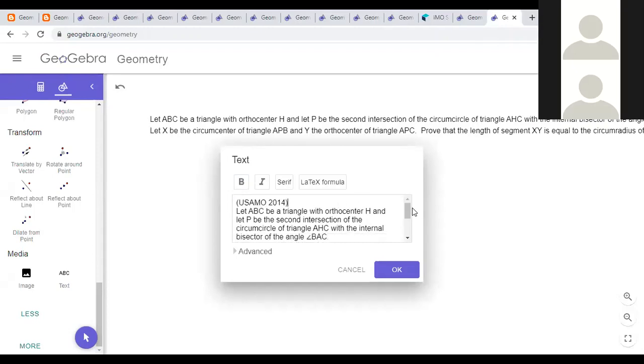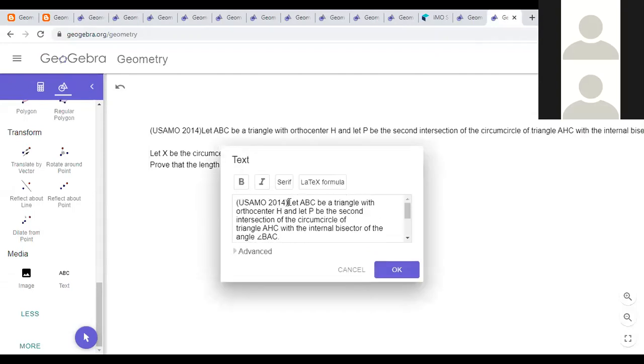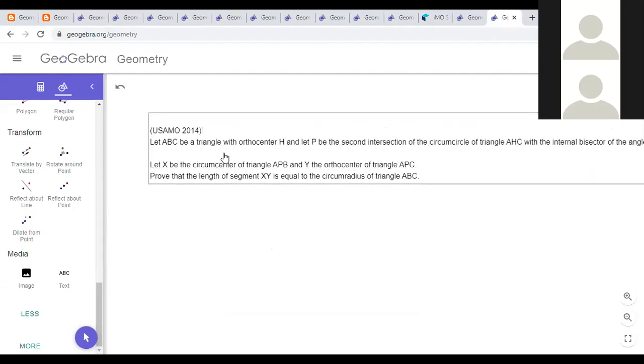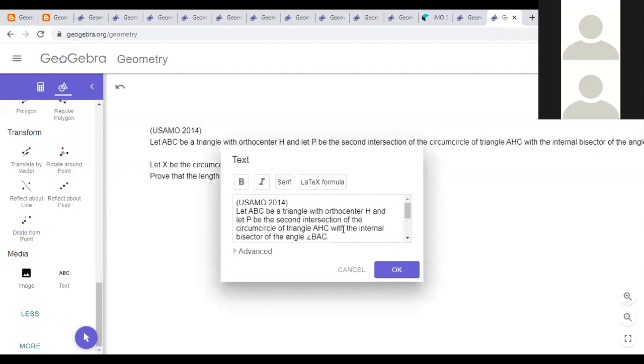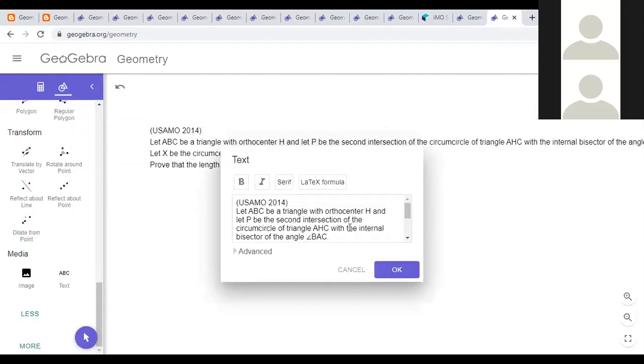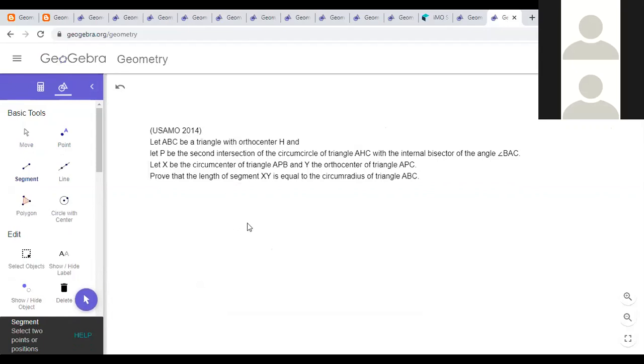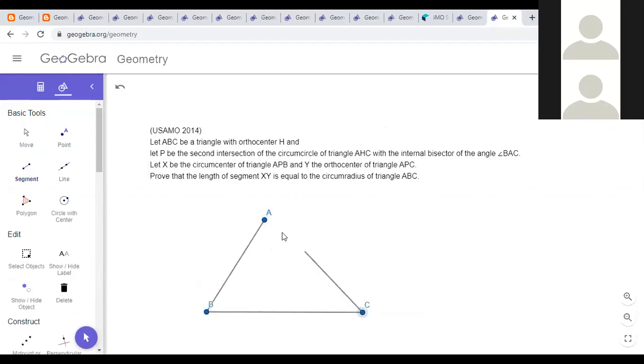Well, there's such a big space here. Let's try it now. There we go. So ABC is a triangle with orthocenter H. We're going to wrap up in 5 minutes, but maybe we could solve this super quick.